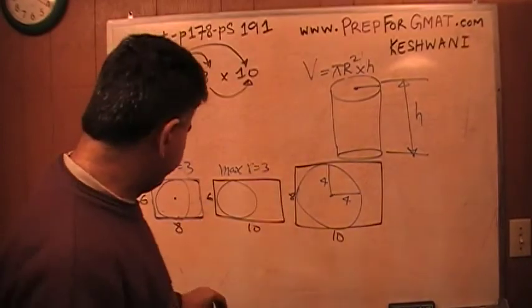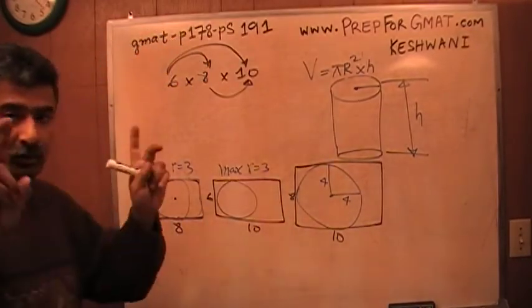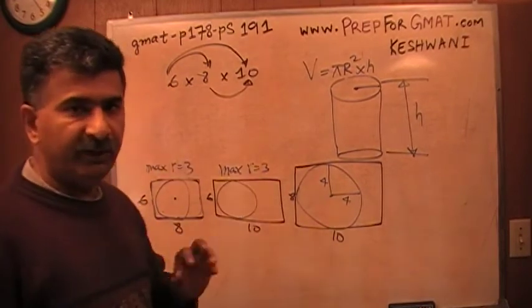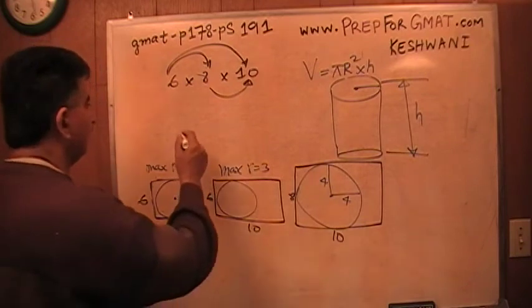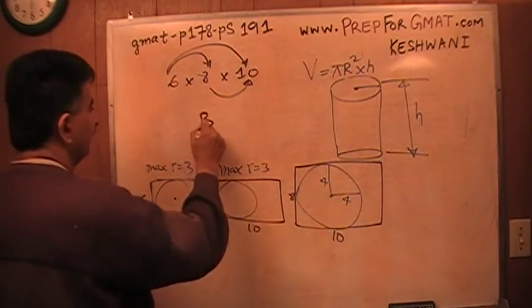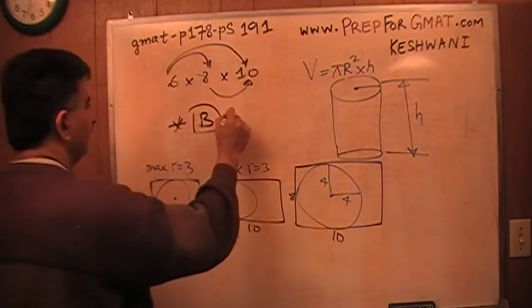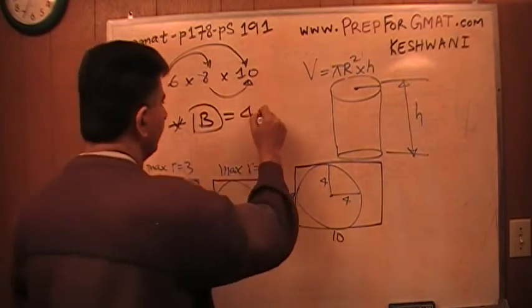The answer is B. That's all I can do here. There is no solution that I can present to you. It's just about thinking. You just have to think logically. The answer is B. 4-inch radius.